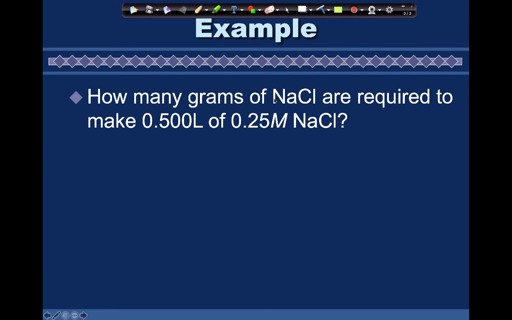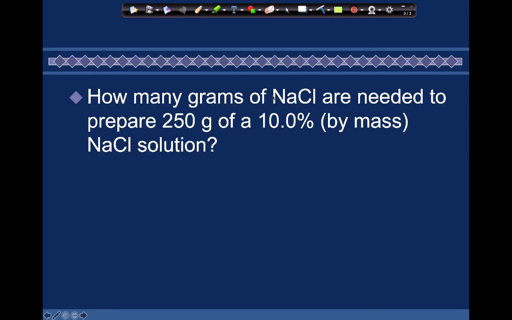Okay, so now let's look at one more type of problem. Now, percentage is another way that we express concentration. We will typically use molarity, but you could be asked about a percentage possibly.